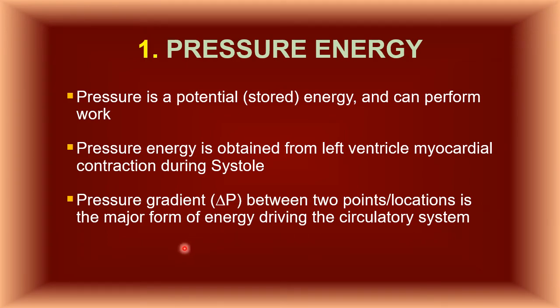A pressure gradient is between 2 points. For example, if I'm looking at the aorta, the proximal aorta and distal aorta. If the pressure energy in the proximal aorta is higher than in the distal aorta, this will make the blood flow from the proximal to the distal. So pressure energy or pressure gradient is important for the travel of blood from proximal to distal aorta.